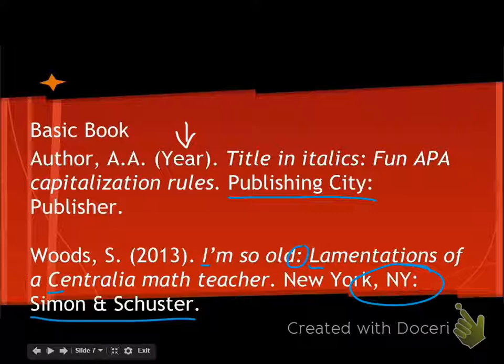And then you include your publishing company. Now the thing to know here, I'm going to establish it with the very first format, the basic book, is that punctuation is important. All your periods, all of your commas, and all your colons actually matter, and if you don't use them correctly, you will lose points.